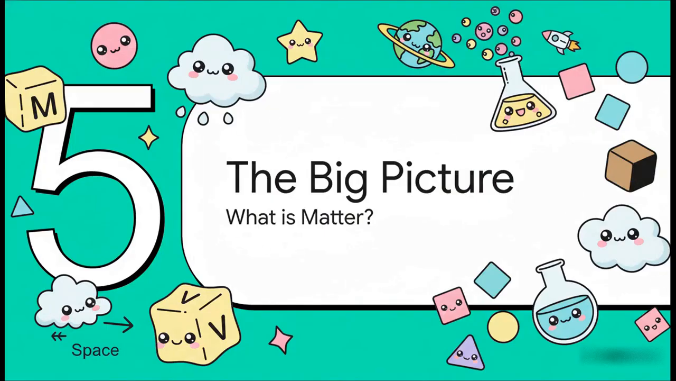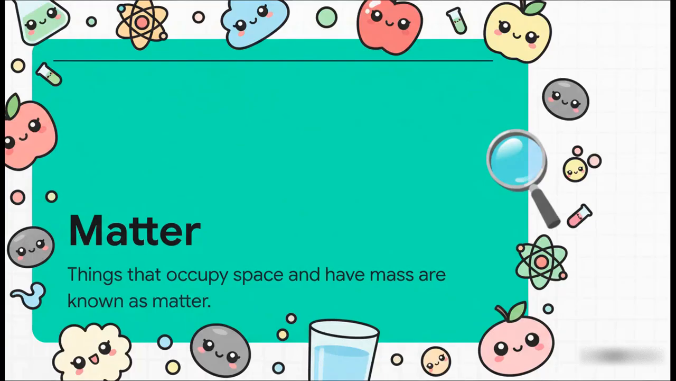Okay, so after our three-part investigation, we've looked at mass, we've looked at space, and we've looked at shape. I think we're finally ready to answer that big question we asked at the very beginning. And here it is, the big takeaway. The official scientific definition we've been building up to is actually beautifully simple. Anything that occupies space and has mass is called matter.